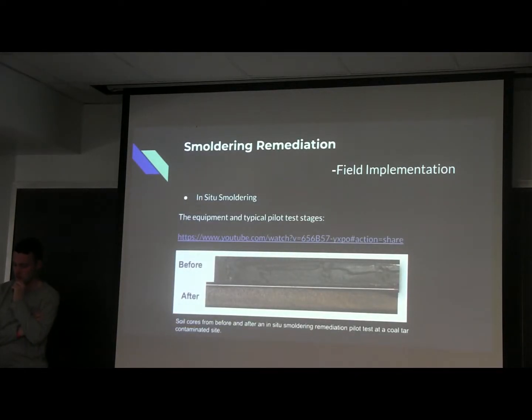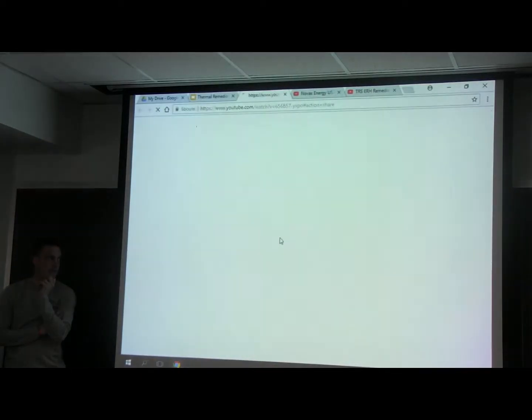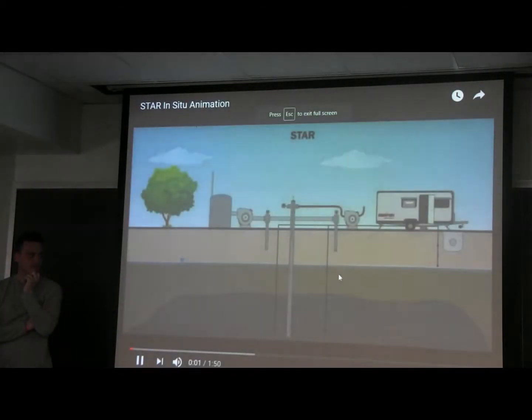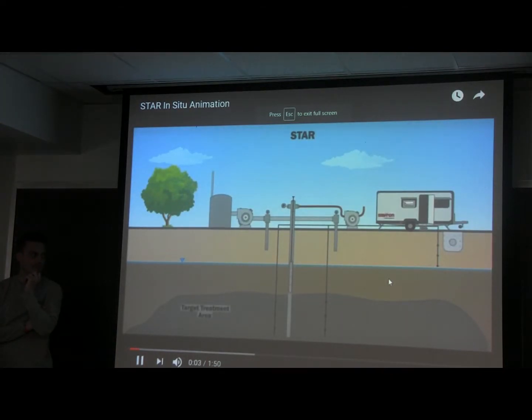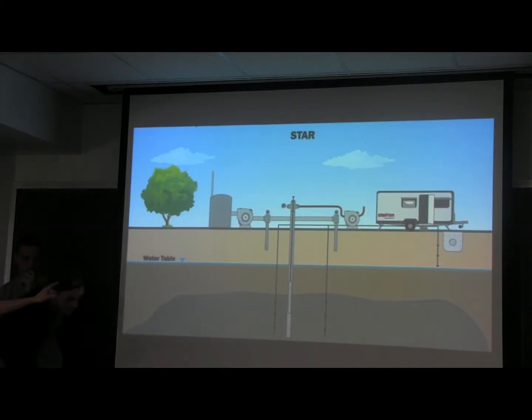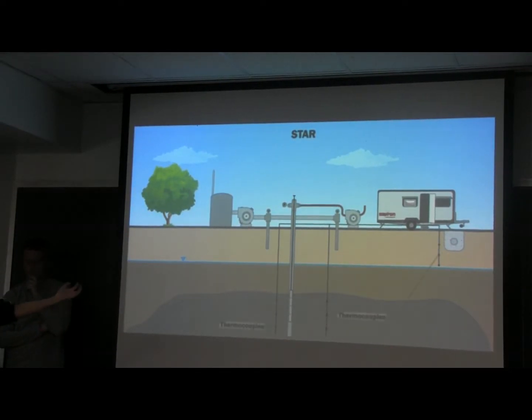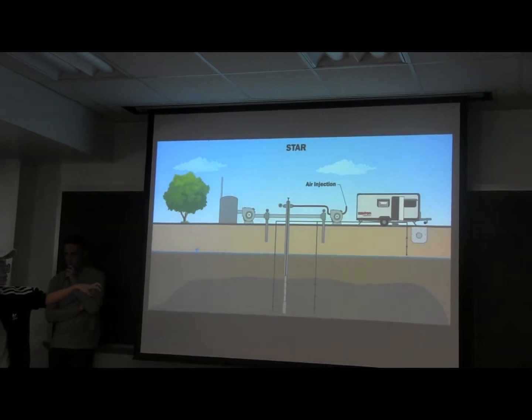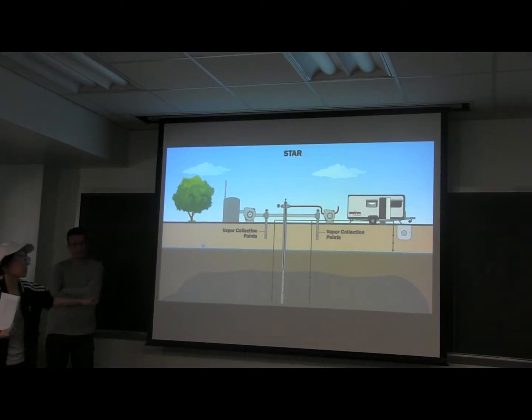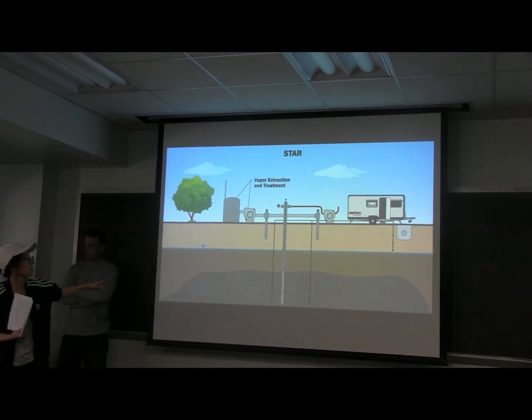The first type of field implementation for smoldering remediation is in situ smoldering. It's usually used in a pilot test. And this is the video from the equipment, showing typical pilot test stages. And you can see that the heat is applied to the ignition point and air is injected. And this reaction is happening below the water table.